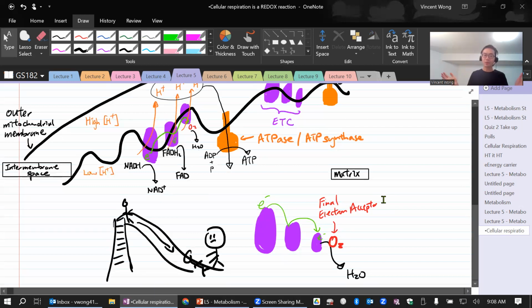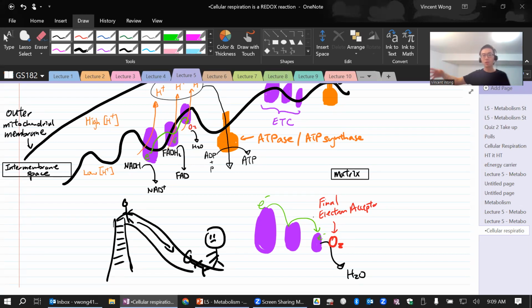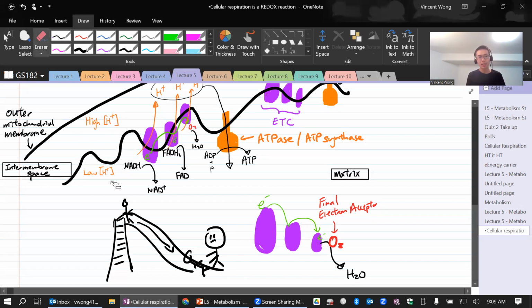So that's why we have to breathe, right? If we don't breathe, if we don't have enough oxygen in the body, then the ETC is going to get clogged out, right? Without the final electron acceptor, without the oxygen, the ETC is not going to flow. The electron does not get passed down. If the electron does not get passed down, we cannot pump H plus from matrix to intermembrane space. If we're not pumping H plus over, we are not creating the concentration gradient. Without the gradient, H plus will not go through ATPase.